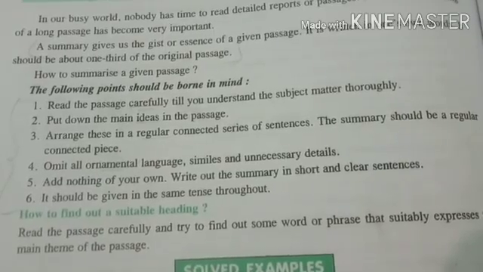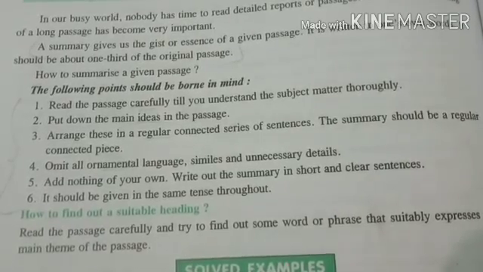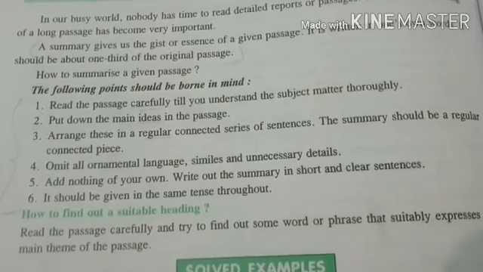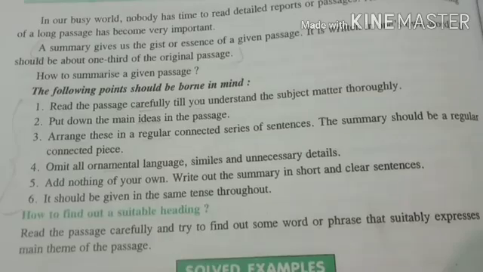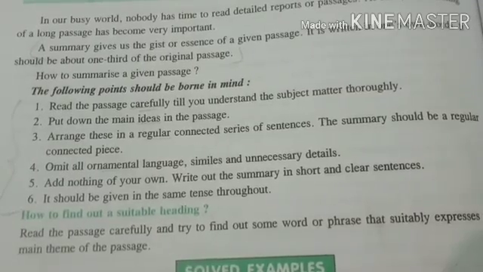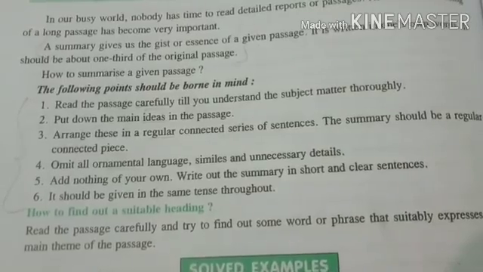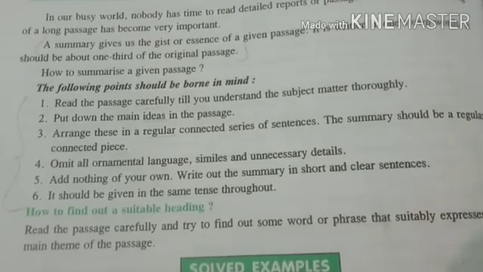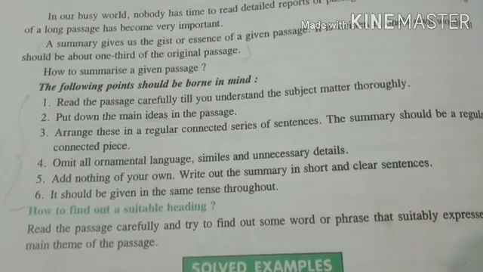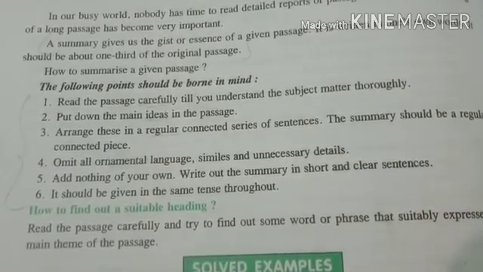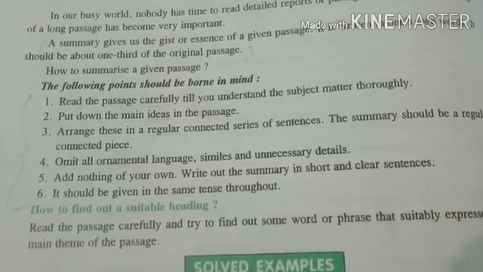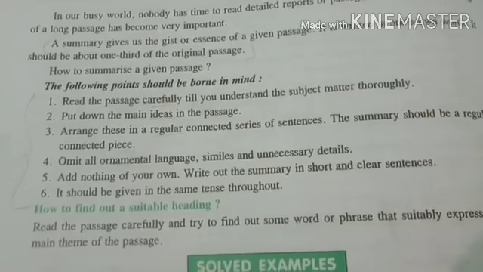No. You need to be spontaneous. You need to be in sequence, in order. You need to arrange things, what should come first and what should come at the end and what should be the middle part. So this is the main essence of summarizing, my dear student: you need to arrange in a regular connected series. That means each sentence should be connected. There should be a rhythm, right?